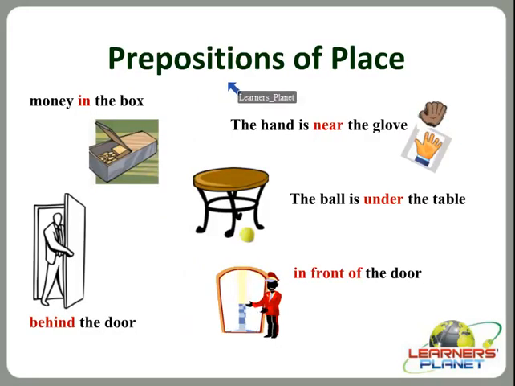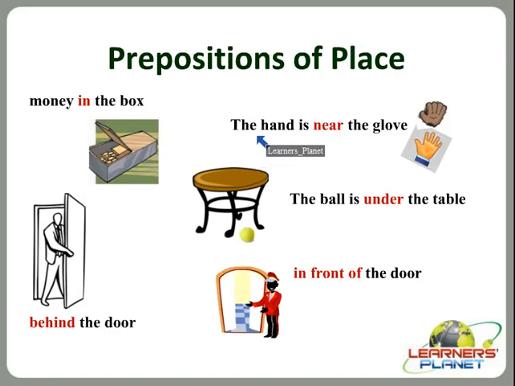Now students, let us do some prepositions of place. Prepositions of place are those prepositions which show the relationship between a noun and the rest of the sentence and answer the question where. Let us take one example. Money in the box. Where is the money? Money in the box. So in becomes a preposition of place.